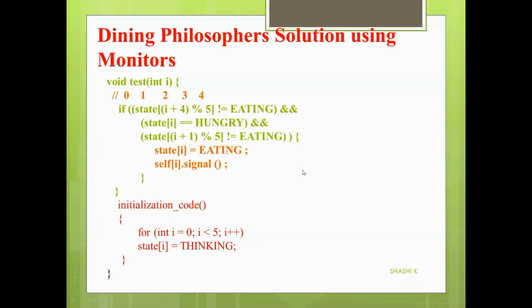When one philosopher finishes his eating state, he executes the test operation on the left philosopher and the right philosopher, and by that we can ensure that everybody will get a chance to pick up the chopsticks and eat. Every philosopher, after finishing eating, gives a chance to the left and the right. So every philosopher will get a chance to pick up the chopsticks and eat, and by that we can ensure that it doesn't result in deadlocks or starvation. So this is the solution to the dining philosophers problem by using monitors.